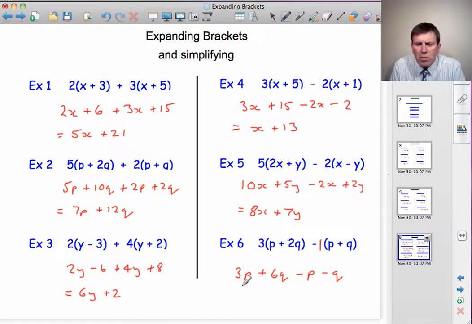Okay, collect the p's and q's to finish. 3p minus p is equal to 2p. Plus 6q minus q is plus 5q. And that completes our exercise on expanding brackets and simplifying.